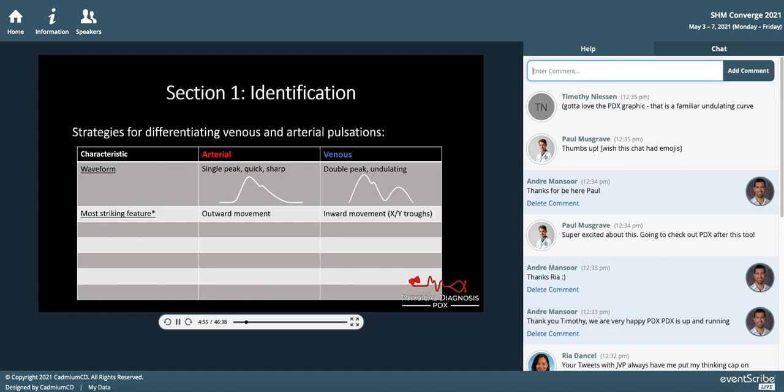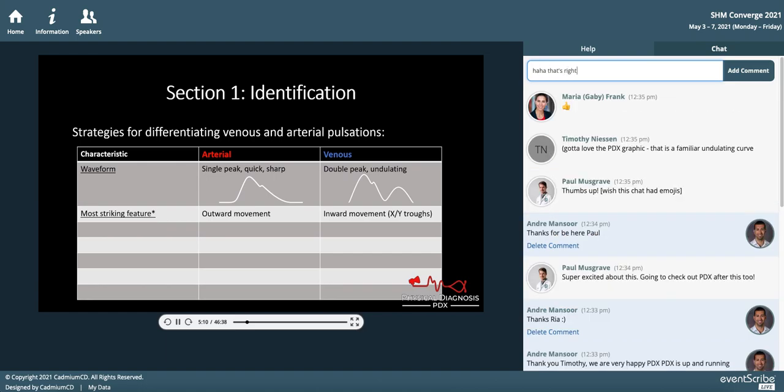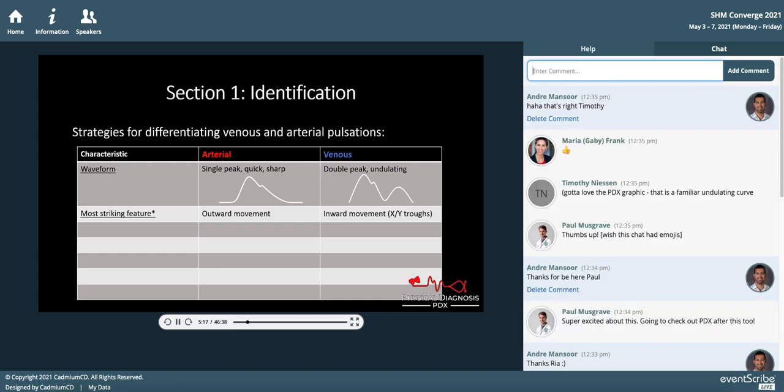The most striking feature of the arterial pulse is the outward movement. That's what will catch your eye. It's active. Obviously, what goes out must come back in, but it does so subtly and gradually, and it's hardly noticeable. There's a passive retraction back to baseline. On the other hand, what will catch your eye about the venous pulse is the inward movement. The peaks are relatively passive and hard to notice, whereas the troughs are active and will really catch your eye.